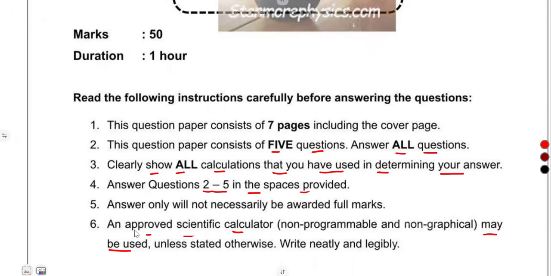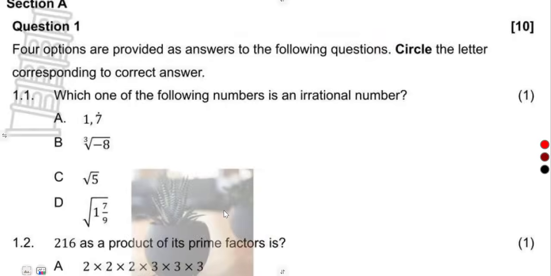So you can use what? A scientific calculator, which is not part of these two. All right, unless stated otherwise. So they might indicate that you should not use a calculator on that question. All right, but when you are not told about that, the calculator can be used, and you can use that to verify your answers as well.